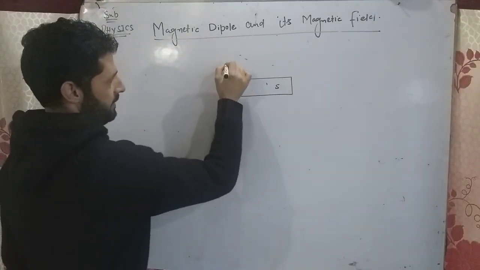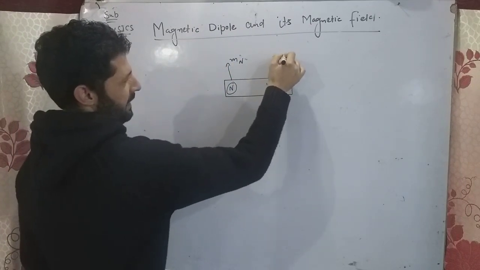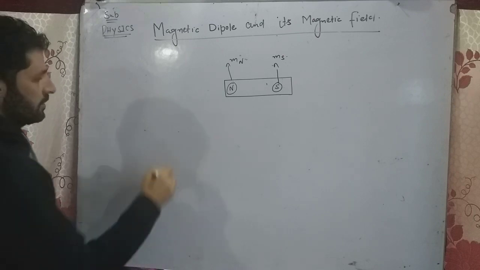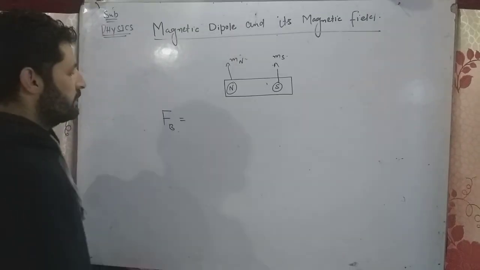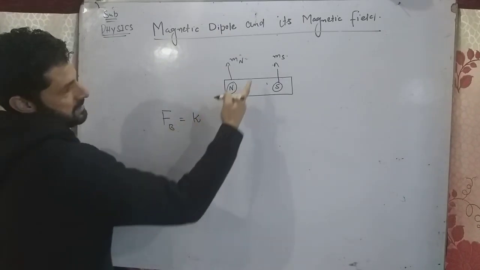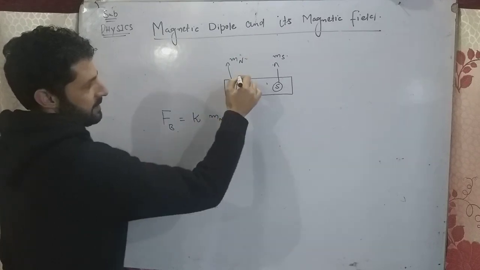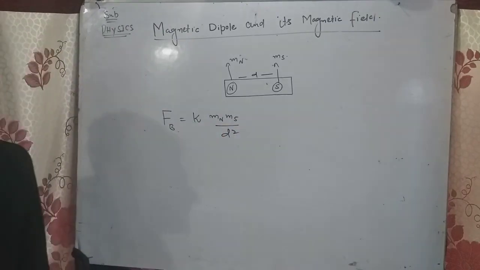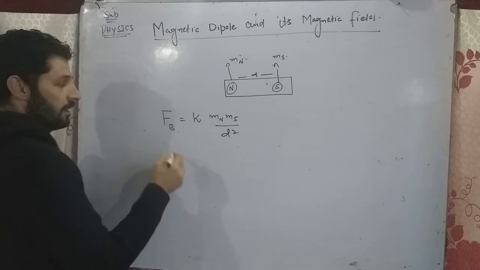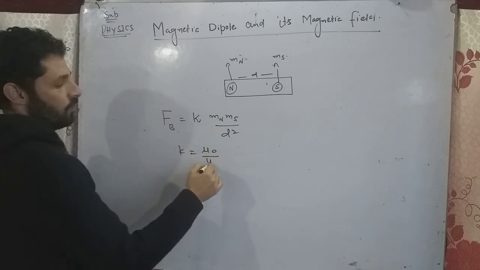Here the pole strength of the north pole is mn and the pole strength of the south pole is ms. So according to that, the magnetic force between the north pole and the south pole will be k times mn into ms divided by d square, let's suppose this is distance d. Here k is equal to mu 0 by 4 pi.